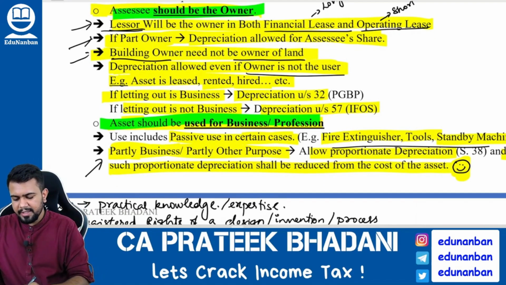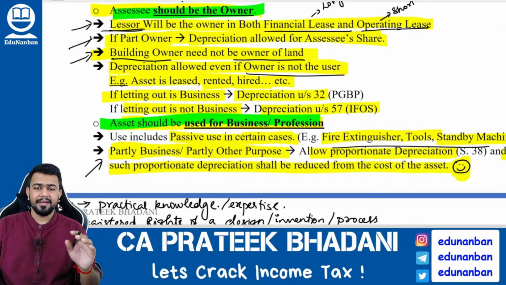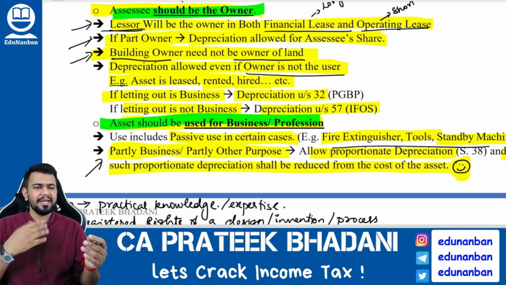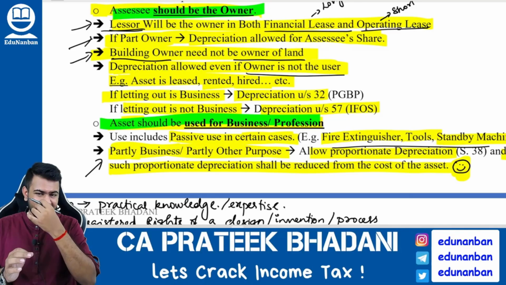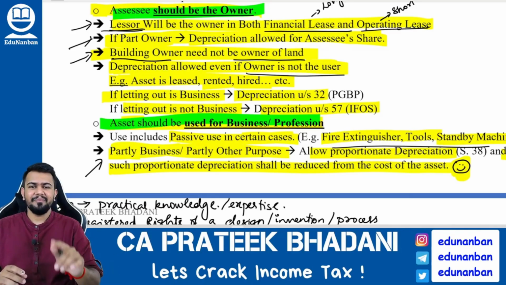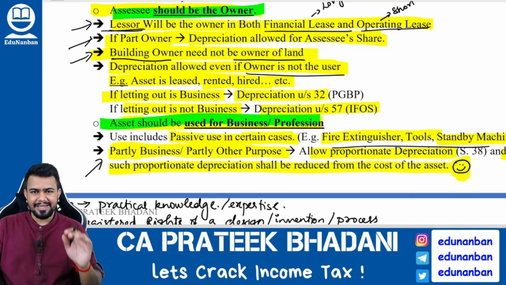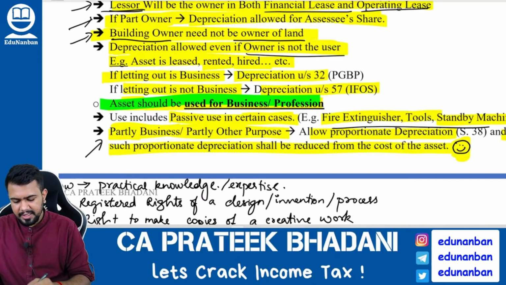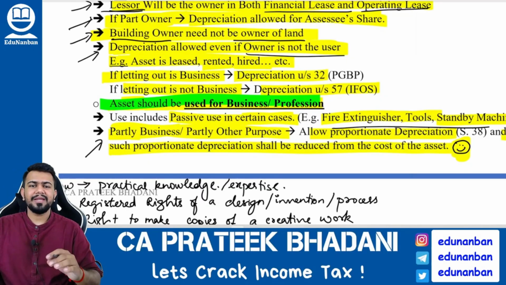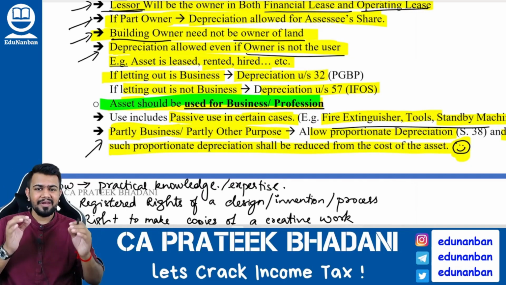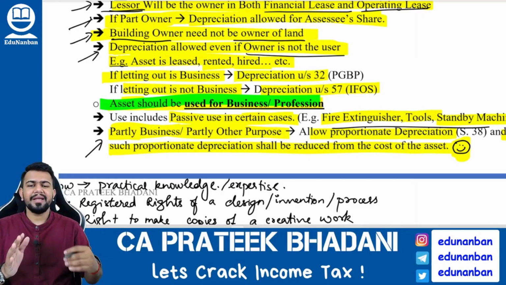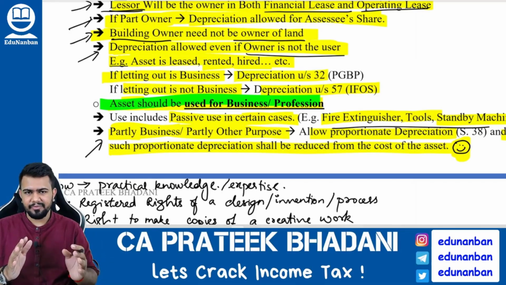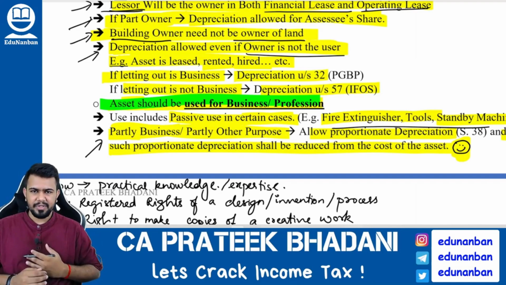Next, building owner need not be the owner of the land. If the land owner is separate, building owner is separate, we are concerned only about the owner of building, because depreciation is only allowed on building. It is not allowed on the land. Next, depreciation is allowed even if the owner is not the user. Hence, even if my asset is given on hire or lease to someone else, still it will be considered as usage for the purpose of business and I will get the depreciation.